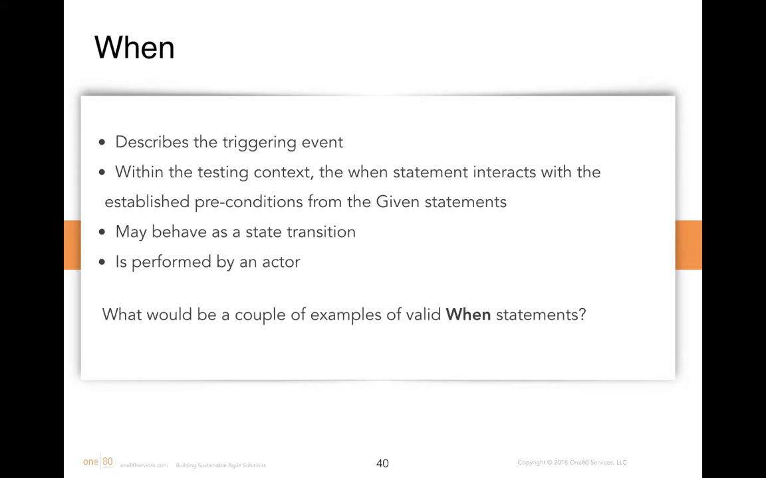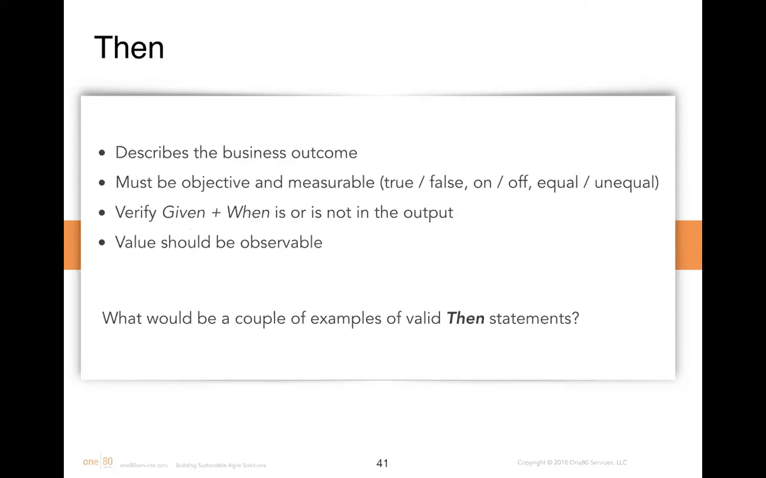Okay, and then finally, the then tells us what we expect the outcome to be. And the outcome, of course, can be true, it can be false. You can say something is going to be equal to something else or not equal to something else, or I expect to be moved over to this screen. So it's an actual outcome that you would know on whether something passed or didn't pass.